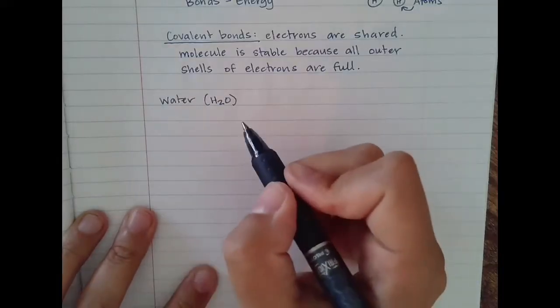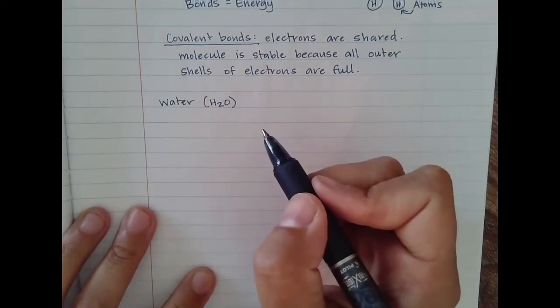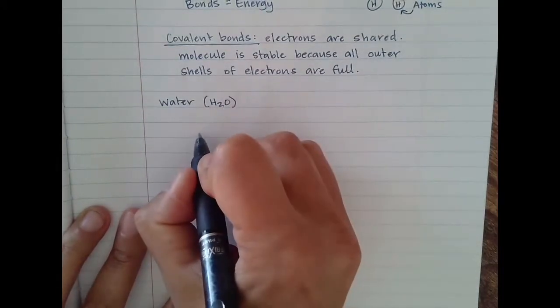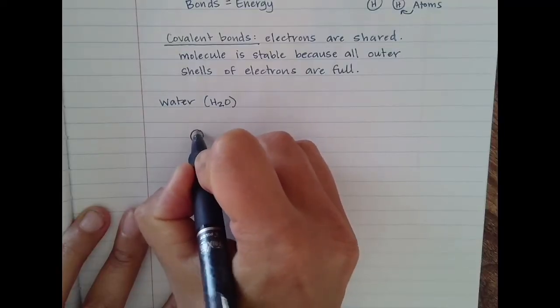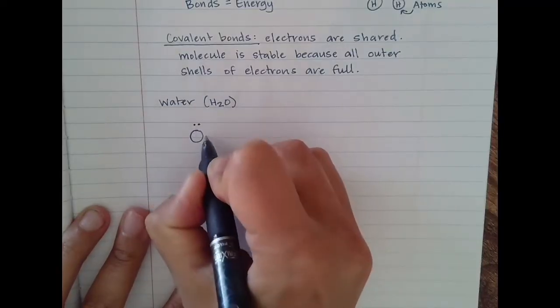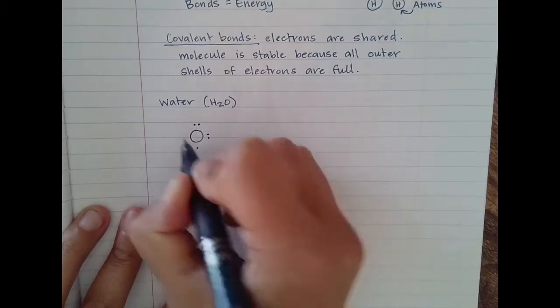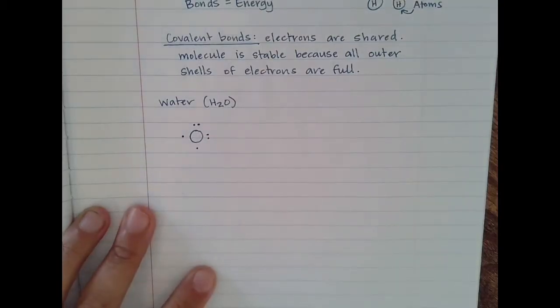So I'm going to draw a Lewis diagram. I always am going to start with the oxygen. Oxygen, its Lewis diagram, looks like this. It has 6 electrons in the outer shell. That outer shell is not full. Oxygen like this does not exist. You do not go out in nature and find 1 oxygen atom just floating around.